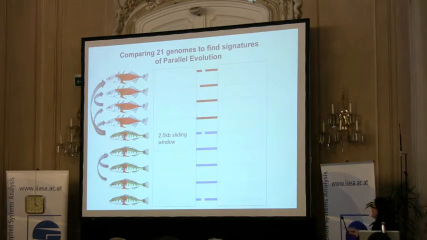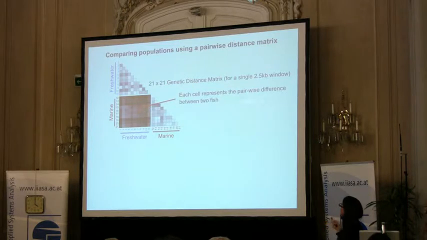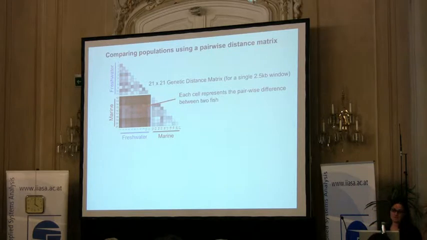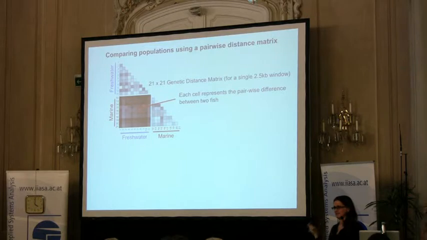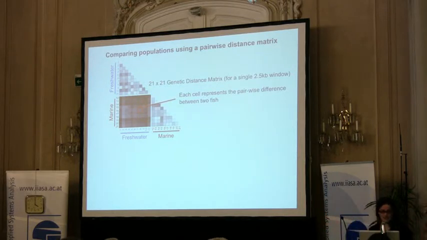For each window in the genome, we would build a pairwise genetic distance matrix comparing each fish to each other fish. Each cell in this matrix represents the pairwise difference between two fish, the pairwise nucleotide divergence. This is an example of the matrix that would come out of a window within the EDA region, which is, in a way, a positive control. Dark squares represent a lot of genetic divergence, and pale squares represent not very much divergence. So you can see there's a huge amount of structure within this particular window.